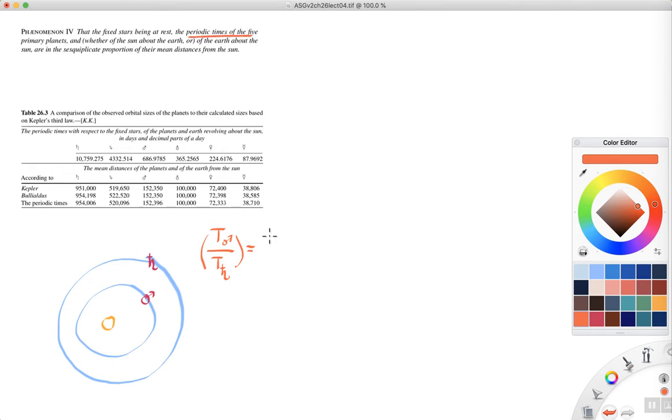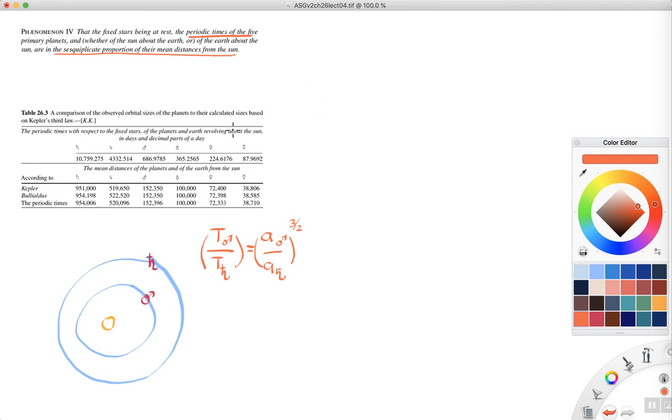Those are in the sesquiplicate proportion of their mean distances from the sun. So if you think about their mean or average distance from the sun, you might think about that as the radius of the orbit, the distance of Mars from the sun compared to the distance of Saturn from the sun, and like he says, in the sesquiplicate ratio, the 3/2 power. They're in the sesquiplicate proportion of their mean distances from the sun. Okay, that is the point that he's making here.